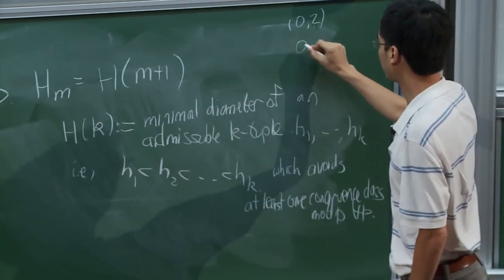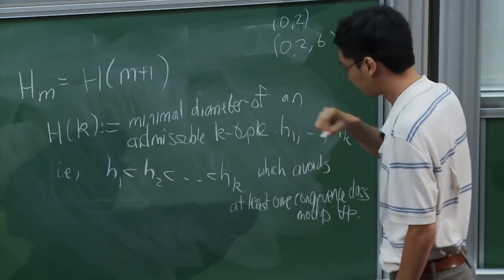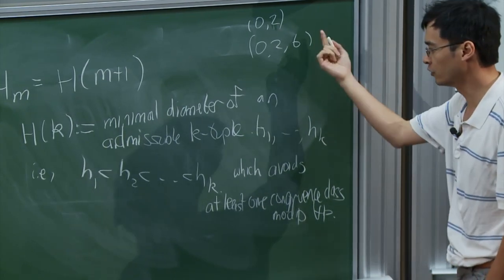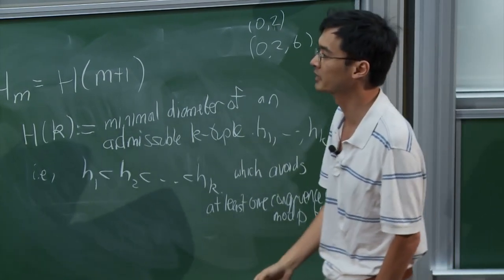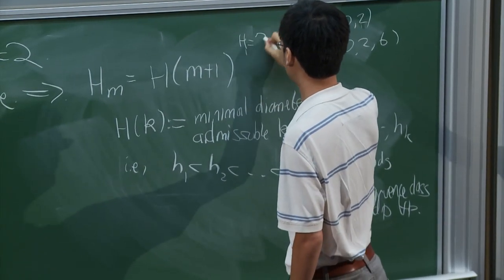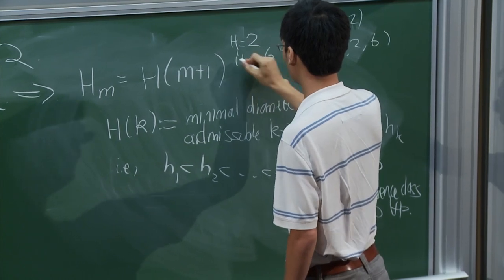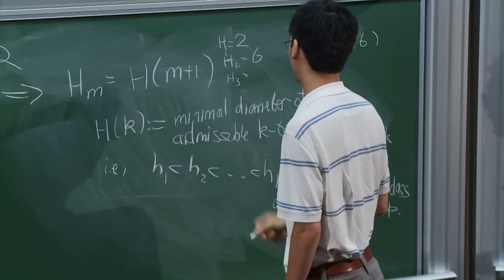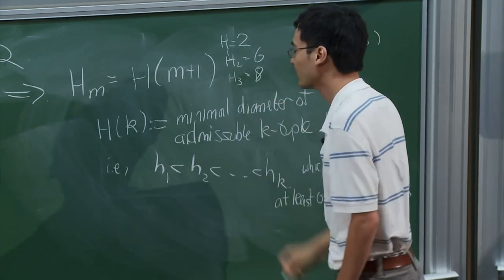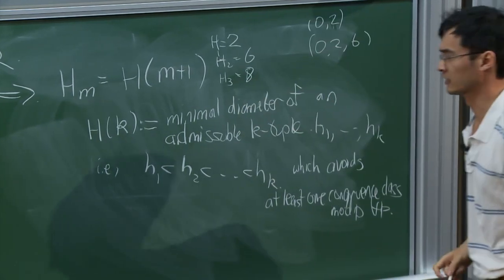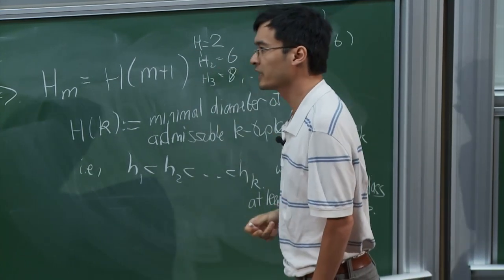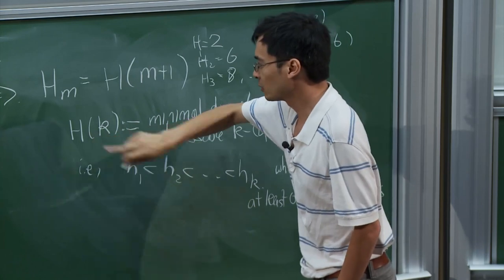And similarly, the narrowest 3-tuple you can get is 0, 2, 6, or 0, 4, 6 would also work. 0, 2, 4 doesn't work because it doesn't avoid anything mod 3. So what should happen is H1 should equal 2, H2 should equal 6, H3 should equal, I think, I should know this, but 8, okay. And then 12, 16, and so forth. These are what the Hm should be. These numbers are well understood, by the way.